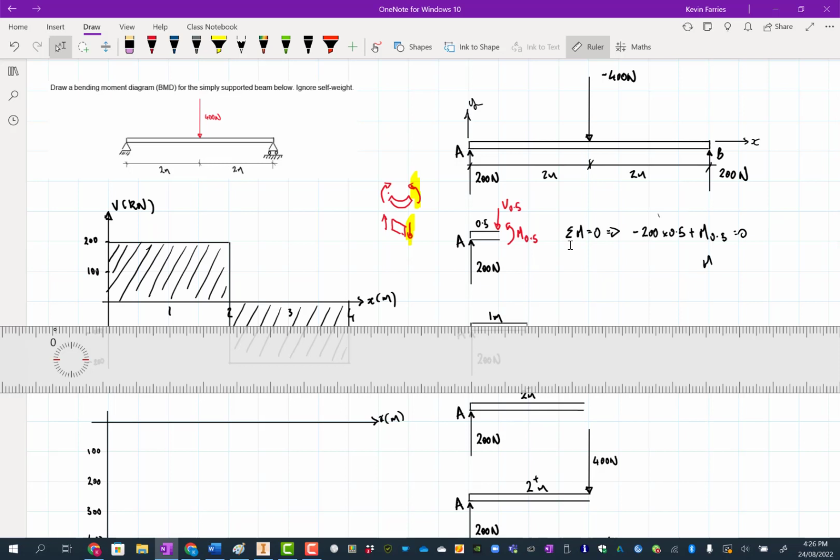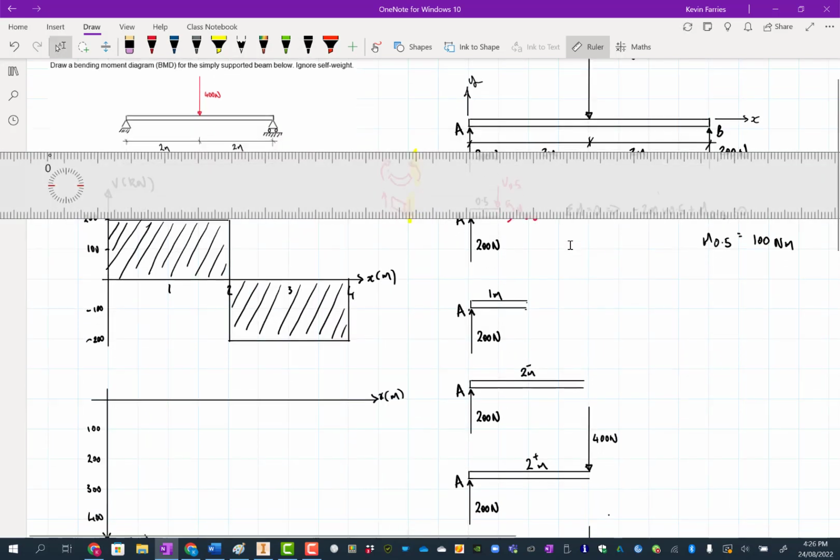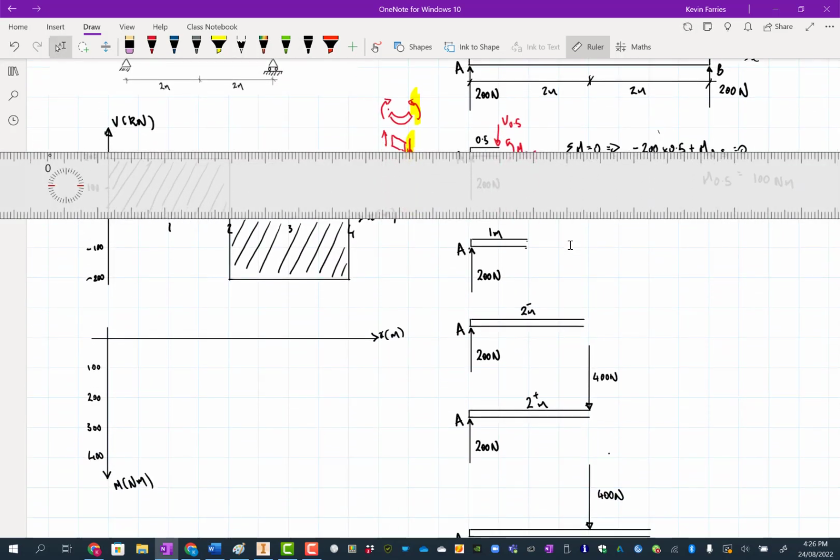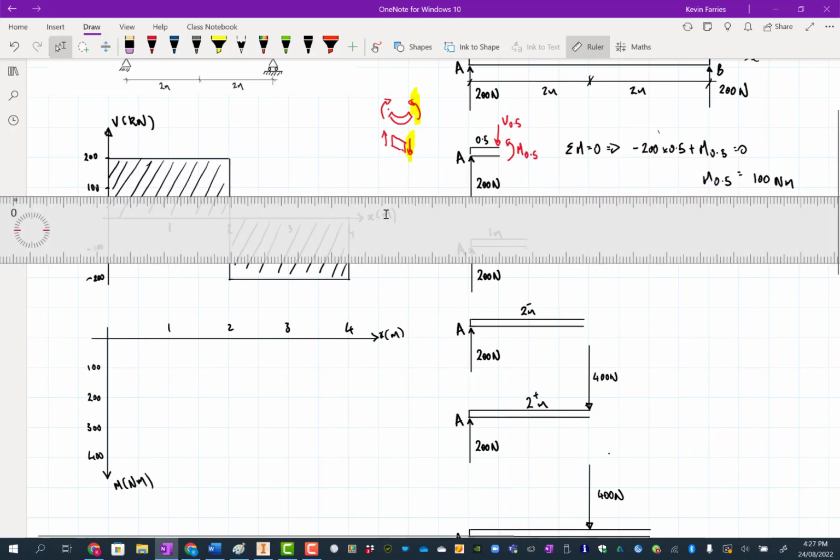So therefore, M at 0.5 is going to come over and become positive, so it's equal to 100 kilonewton, don't be an idiot, 100 Newton meters, so we're in newtons this time. I haven't really put things along here yet, so at 0.5, 1, 1.5, 2, why am I doing all that? Who knows? 1, 2, 3, and it's 4 meters long, the whole beam. And so we found our first point. At 0.5 meters along, we've got a moment of 100.